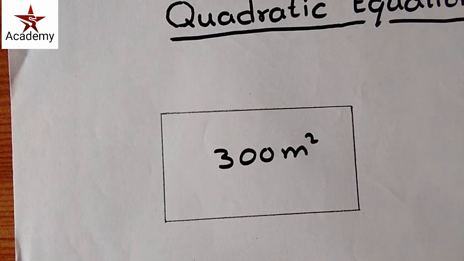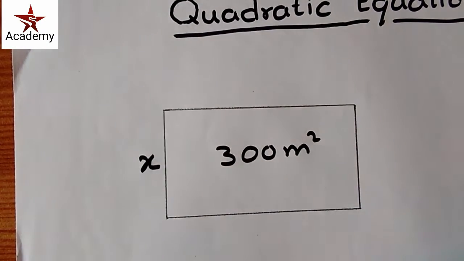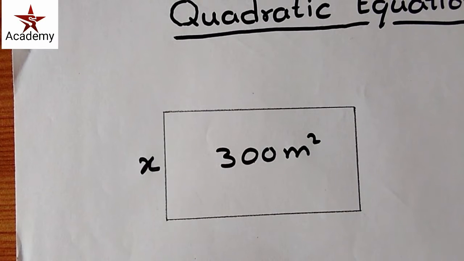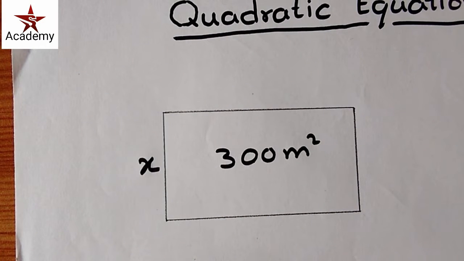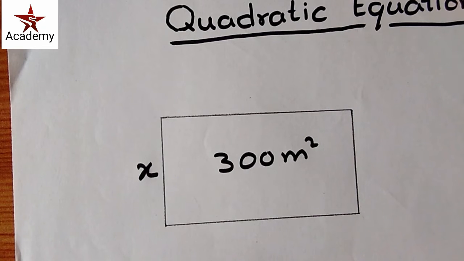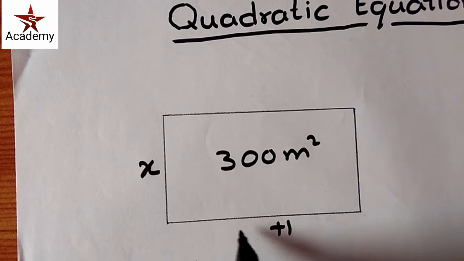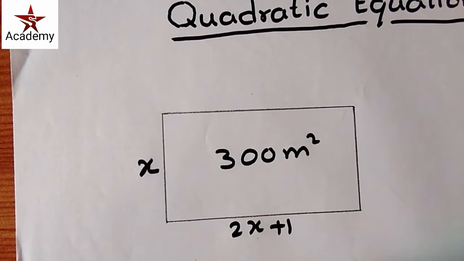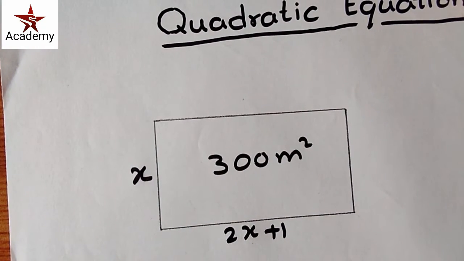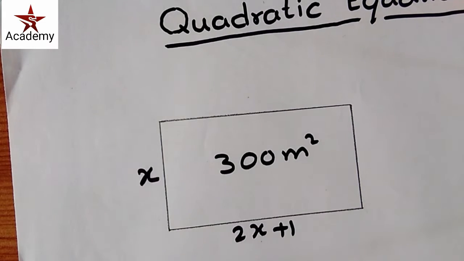Suppose the breadth of the hall is x meters and its length is 1 meter more than twice of the breadth of the hall.